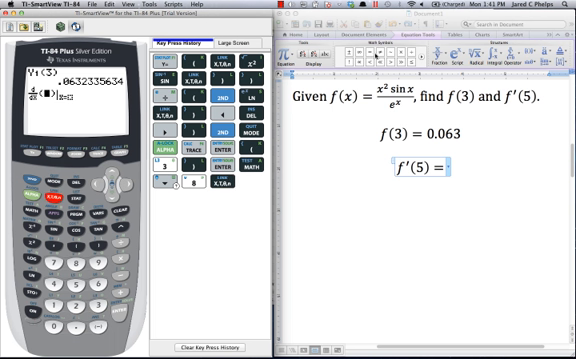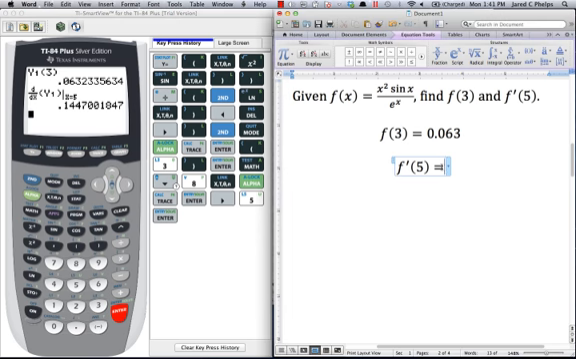Then in here, I could type my function, x squared sine x over e to the x, but remember, that's stored as y1. All we have to do is say, I want to take the derivative of y1, and then what number do I want to plug in? I want to plug in 5. We hit go, and it thinks about it and comes back and says, hey, congratulations, your derivative is 0.145. Fantastic. Based on what you learned from the first video, does this information tell me that the function is increasing or decreasing at 5?